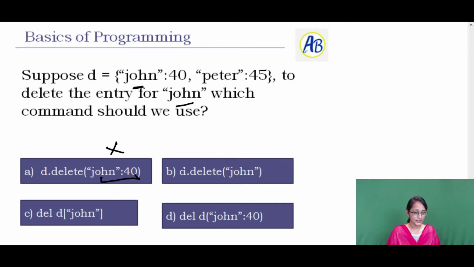And D dot delete John is also not a way to represent the delete keyword. So you can see delete: use the keyword delete first, then the name in which you created the dictionary, D, and which key you want to delete, John. This is the correct way to delete from the dictionary, and it is represented with square brackets. Next, delete D John 40, this is also not applicable. So the correct option is C.